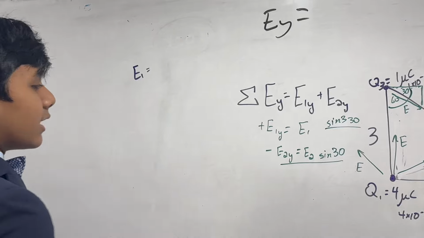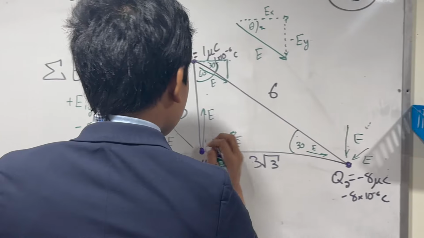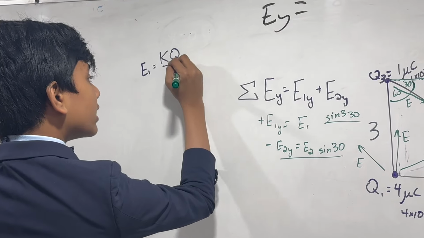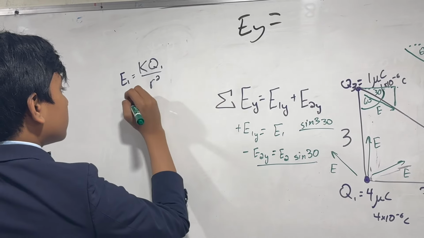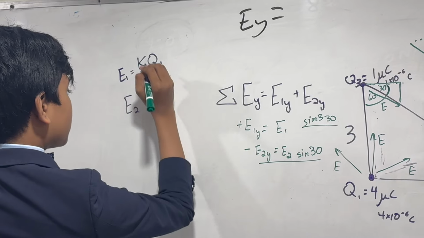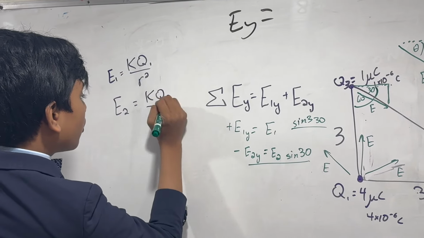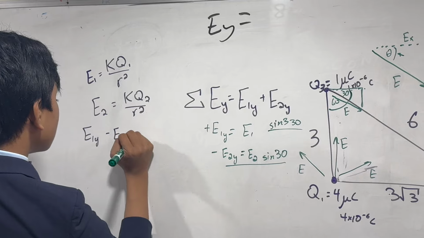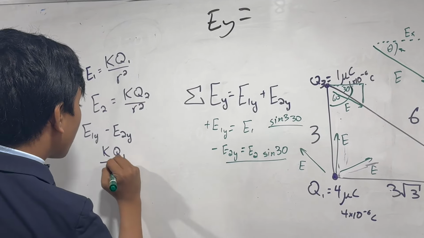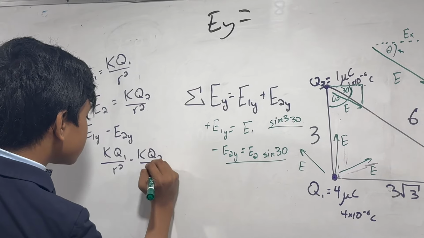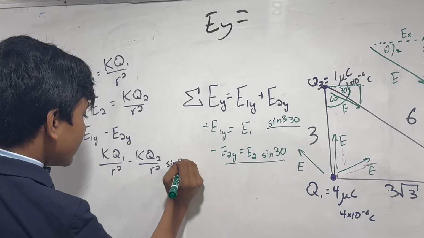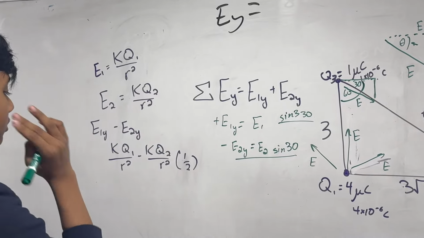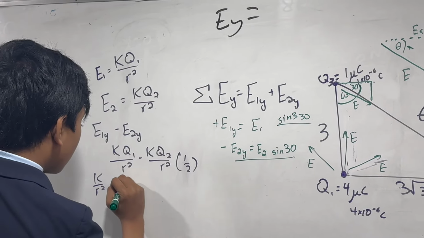No, it's fine. When we're finding the electric field exerted by Q1, we just use the formula KQ1 over R squared. Then we make a full algebraic formula. E2 is going to be KQ2 over R squared. So then we have E1Y minus E2Y, which is KQ1 over R squared minus KQ2 over R squared times sine 30. You probably already know that this is 1/2. So then we can factor out K over R squared times Q1.